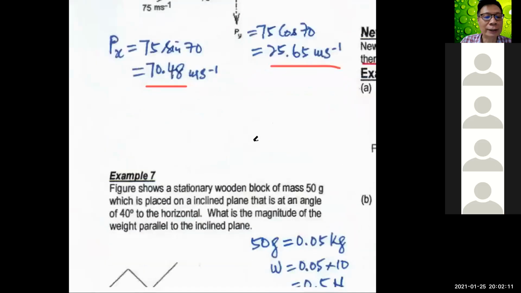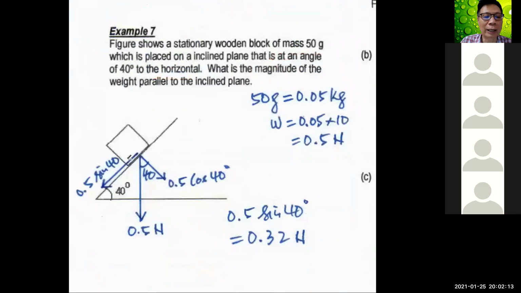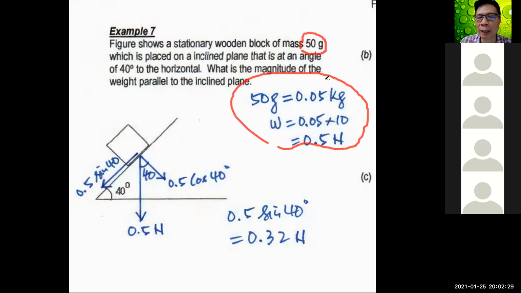The next one is example 7. Now you see, it's given here, the mass is 50 grams. So the first thing you must do is change to Newton. 50 grams changed to kilograms, you divide by 1,000, you get 0.05 kilo. We know 1 kilo is 10 Newton, so times 10, you get 0.5 Newton. So immediately, the weight of the box, you draw a horizontal line, so it's 0.5 Newton.